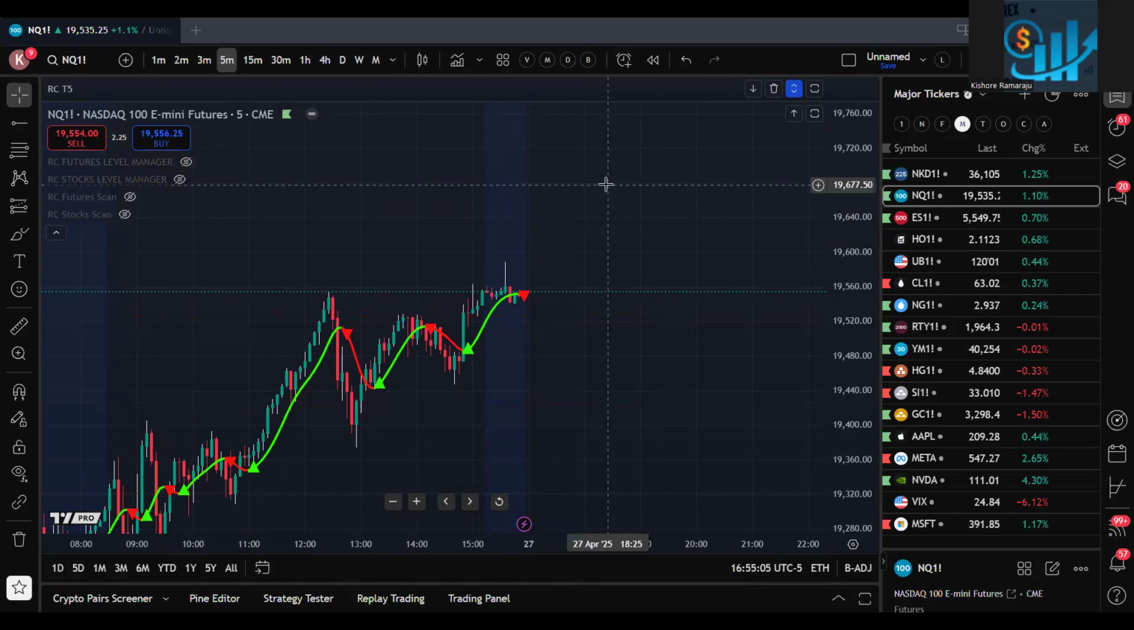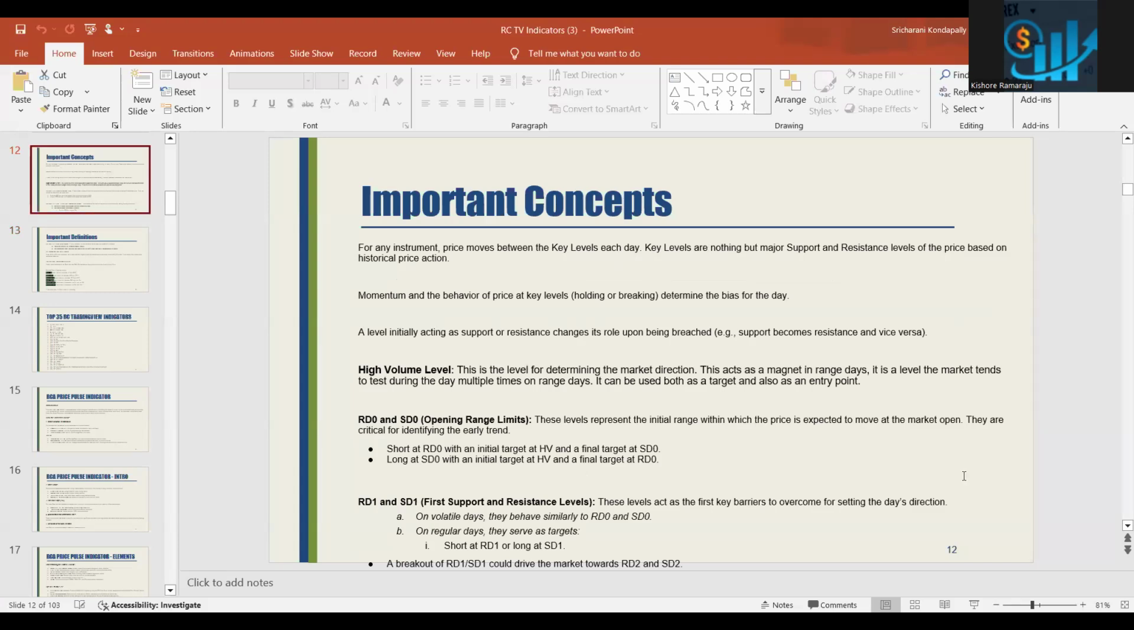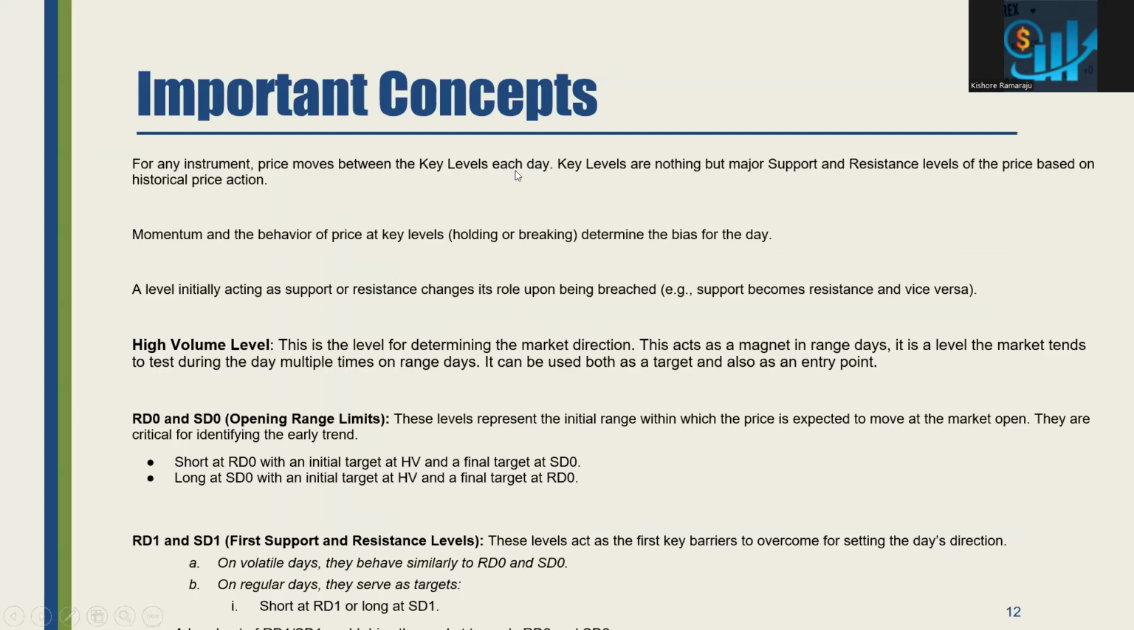Right. Again, let me quickly share it. So I hope now you can understand. So price always moves between those key levels, right? Based on the momentum at the key level, whether it is going further up or dropping from that key level, that will help you to determine whether you need to take a long or a short. If it goes to RD0 and you see it dropping, that means it may come back to the base level again. Or it goes to RD0 but it continues to go up. That means it may go directly to the next resistance.